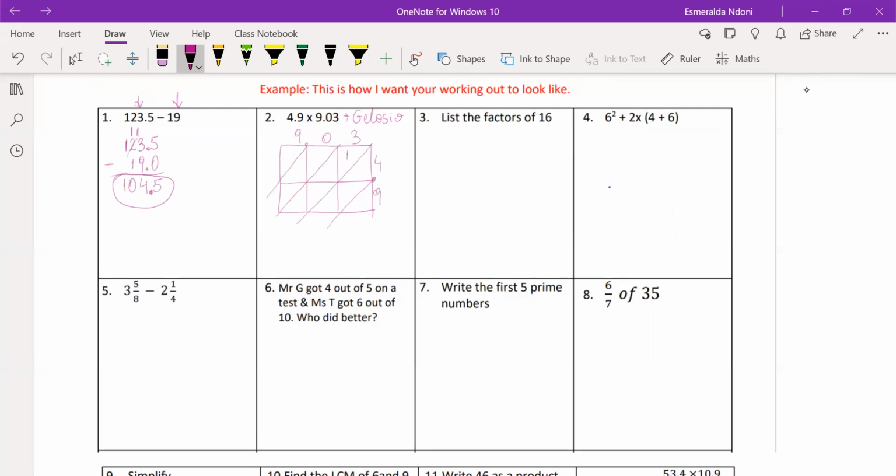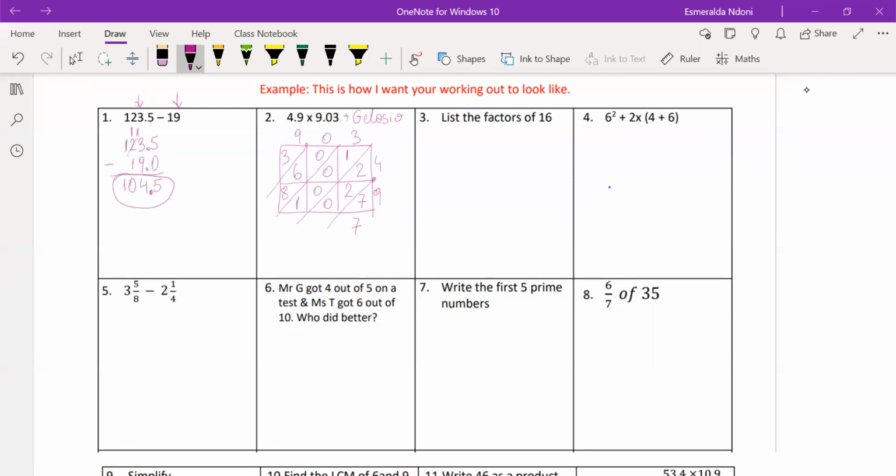3 times 4, 12. 0 times 4, 0. And 9 times 4, 36. I move on to the 9 now. 3 times 9. Use your fingers for this if you have forgotten. You know how to do that. 3 times 9, 27. 0 times 9, 0. And 9 times 9 is 81. So we have a 7.